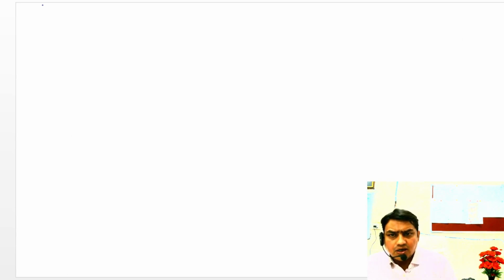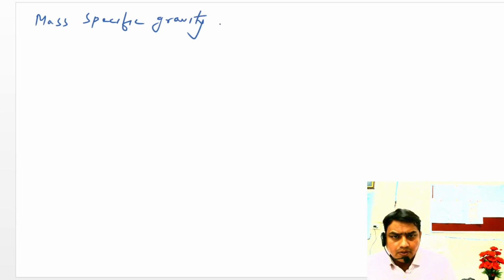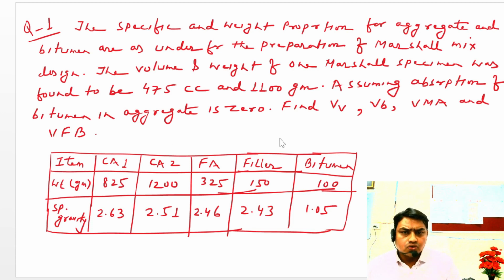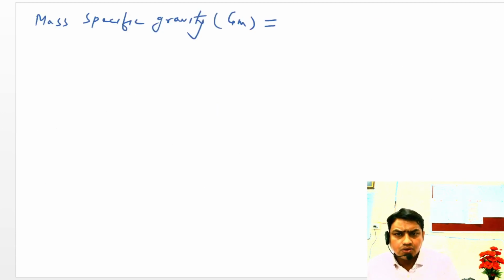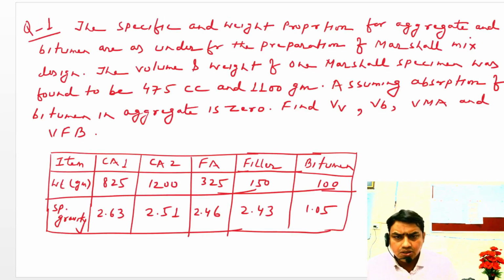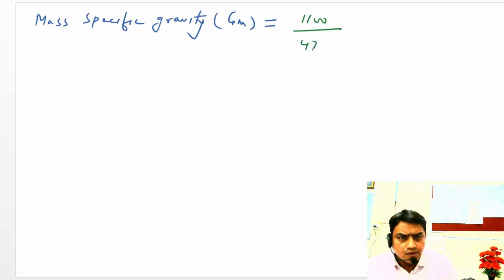Similarly, the mass specific gravity, or actual specific gravity, can be computed as weight of the specimen divided by volume. So weight is 1100 gram, divided by volume 475 cc into unit weight of water. So it will be 1100 divided by 475. So it is 2.32, the mass specific gravity.